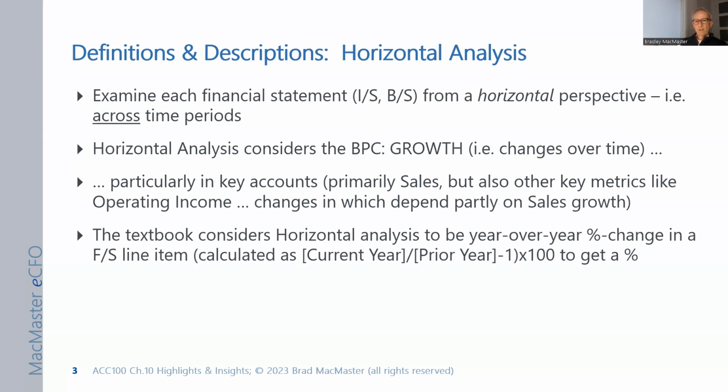Now, the textbook considers horizontal analysis to be year-over-year percentage changes in a particular financial statement line item. And this is calculated by taking the current year's amount, dividing it by the prior year's amount, subtracting 1, and then multiply by 100 to get a percentage. And you can do that all the way down an income statement or a balance sheet.